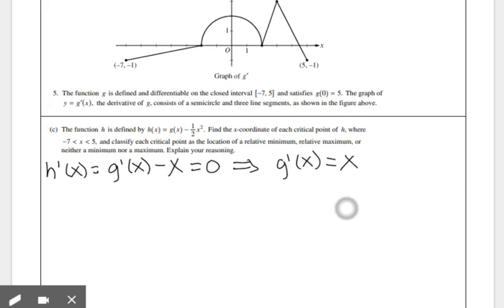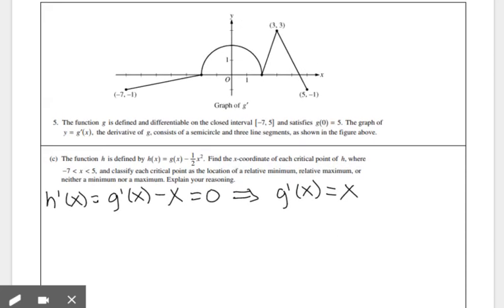Well, in order to figure out where that happens, I'm going to look back at the graph really quick. G prime of x equals x really just means I could be looking at the line y equals x. Since this is the graph of g prime, if I were to graph y equals x and see where they intersect, that would give me my critical values. So I'm going to start at 0, 0, and draw the line y equals x, and it's going to go through there. I could extend it out the other way too, but we can clearly see that it's going to be underneath this graph of g prime, so I'm not going to worry about extending it out.